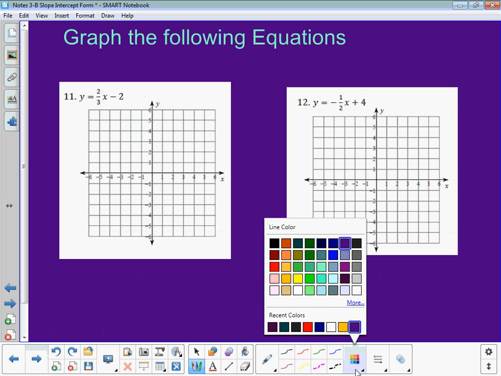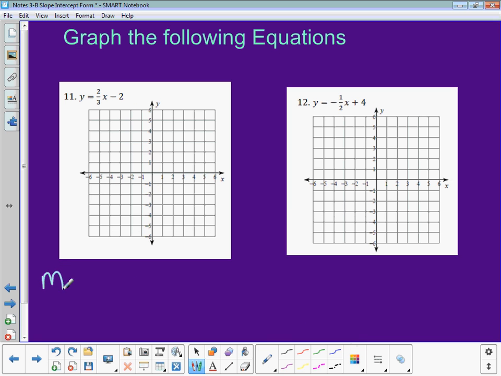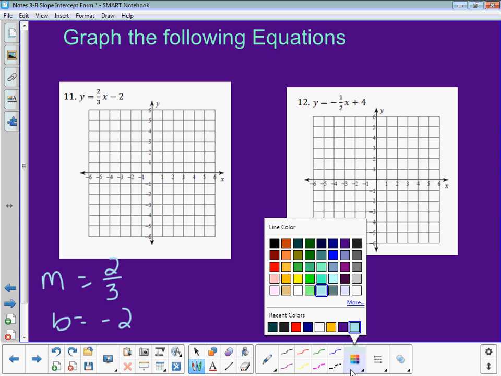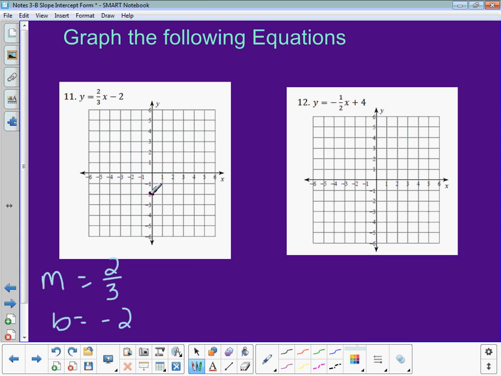Let's pull out those pieces. So we get that our slope is 2/3, because that's what's multiplied with the x, and our y-intercept is at a negative 2. Okay, so let's go ahead and plot that. So then we're going to have a negative 2 for our y-intercept, and then we're going up 2 over 1, 2, 3. And that's our next point right there. So we're going to go ahead and connect that with a straight line.